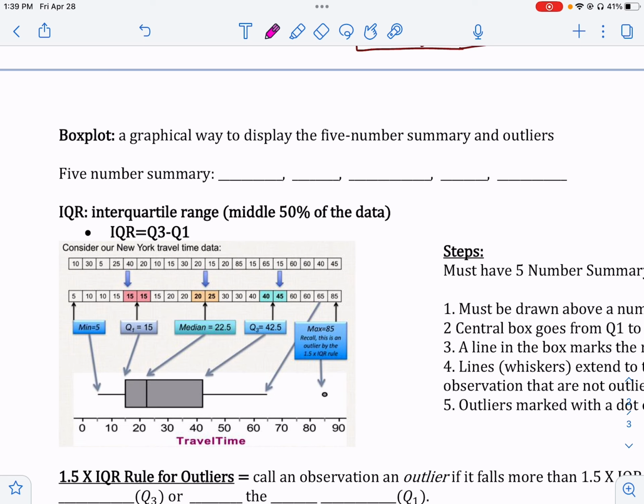So the edges are always going to be your minimum data point and your maximum data point. So those are going to be the first 2 of your 5 number summary, and those go on the very end. The number that represents the very middle of your data is known as your median. This is where you line up all your data from lowest to highest, and the number that's actually smack dab in the middle is your median.